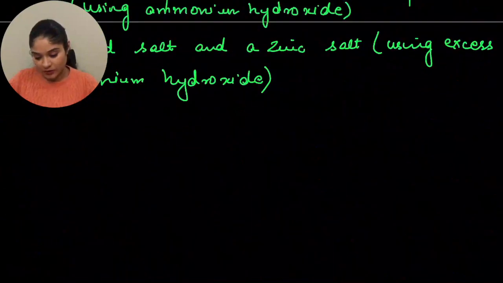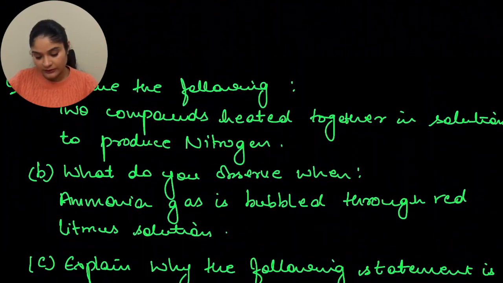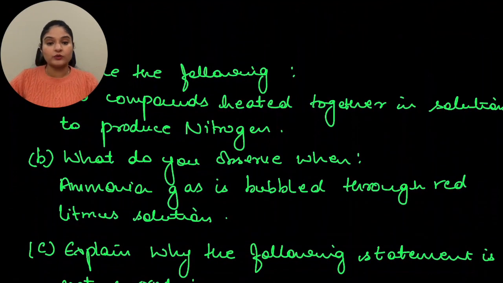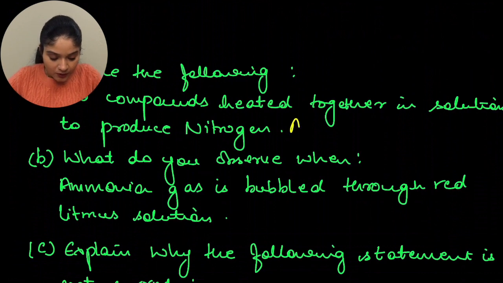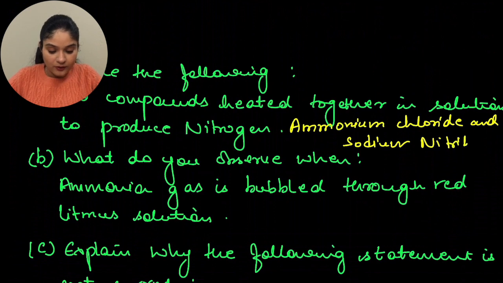So the next question is, we covered up till the 6th one. The next question is, name the following two compounds heated together in solution to produce nitrogen. So the two compounds that you can heat together will be your ammonium chloride and sodium nitrite. So this will give you nitrogen gas.